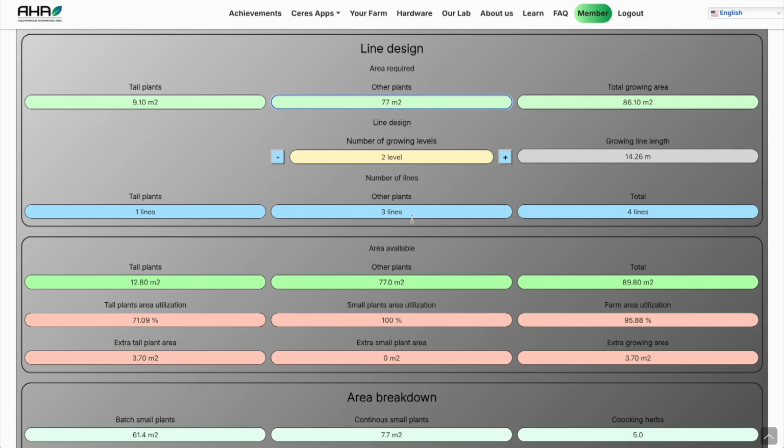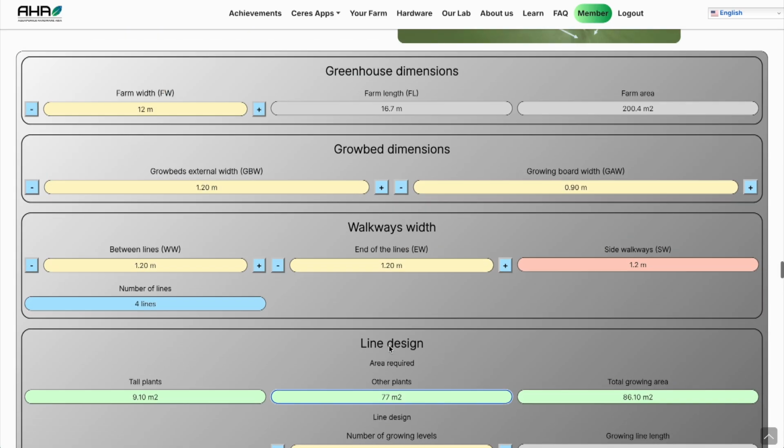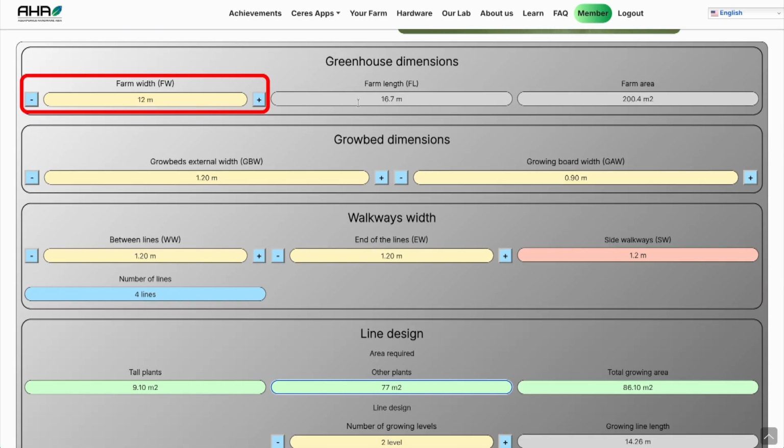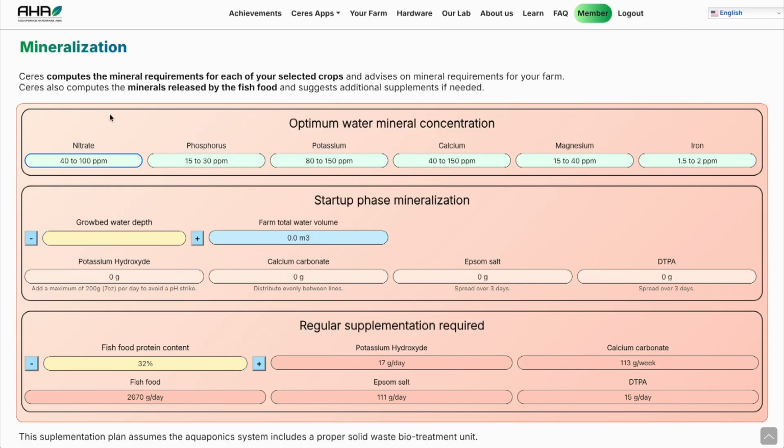We will have 3 lines allocated for our mid-sized plants and 1 line for tall plants. Our tall plant line will have an extra 3.7 square meters available. We will use this space for experimentation. Our farm will be at least 12 meters wide and 16.7 meters long. Let's focus on our fish engine.